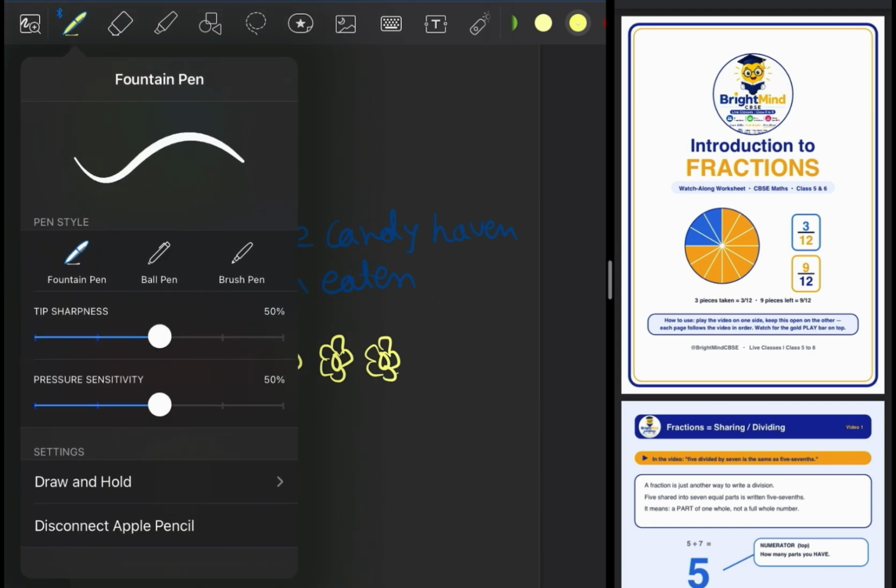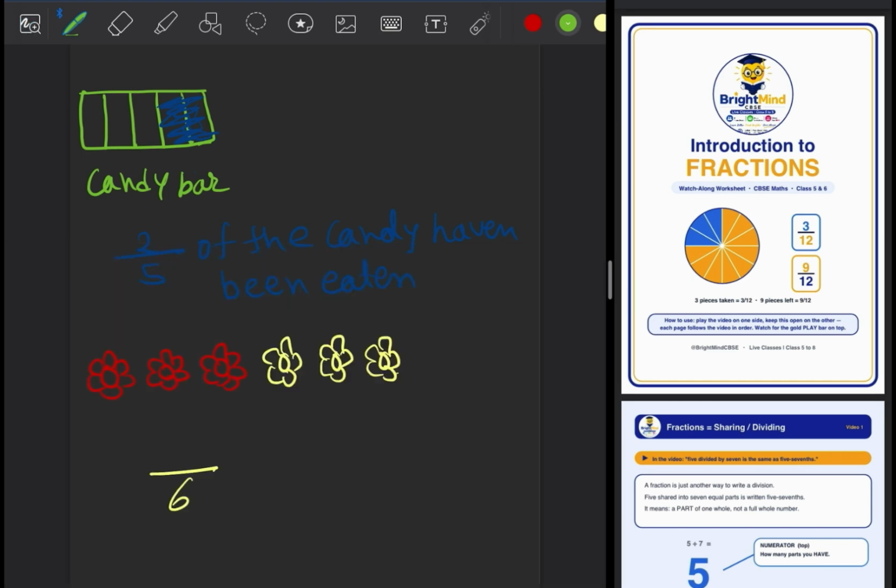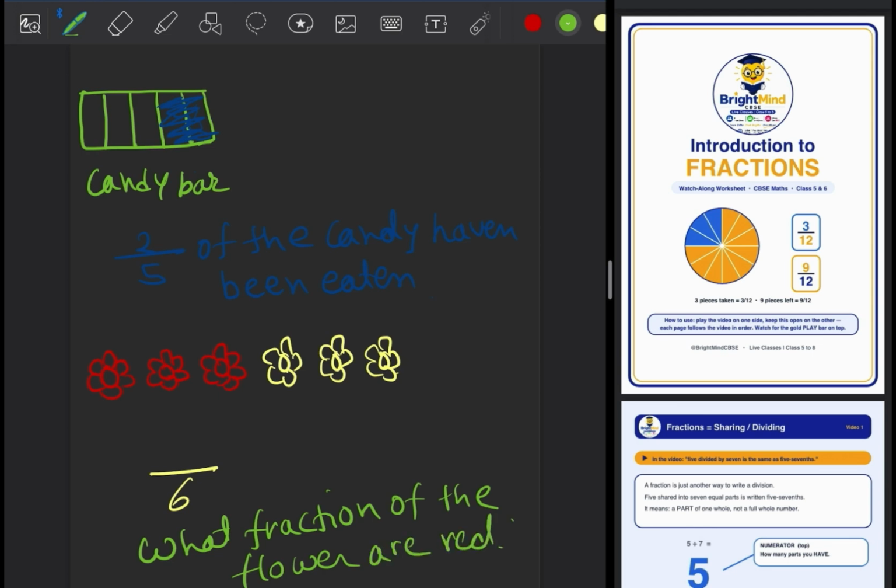Okay, so what do you tell me? How many fractions of the flower over here? What fraction of the flowers are red? Okay, you tell me. What number comes in the box? Okay, give me your answer in my comment box. Okay, hope you understand this fraction topic.